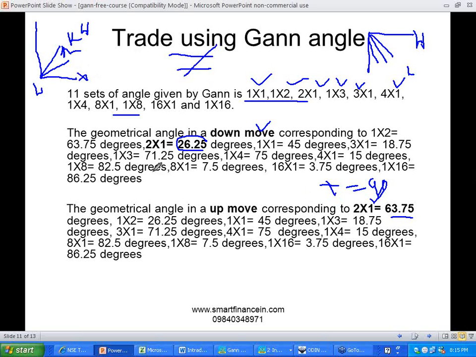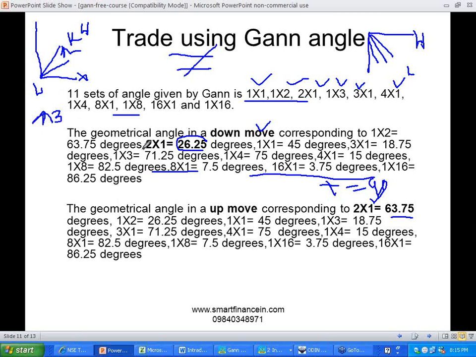Every one of the 11 trend lines is associated with its specific degrees, and as per Gann's method, whenever the third trend line crossover happens either on the support or on the resistance side, we will make the trade entry.